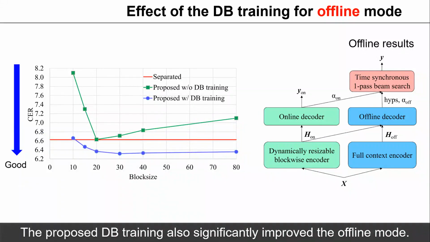And we also validated the effect of the dynamic block training for offline mode. This figure shows the relationship between block size and CER again. The blue line shows the proposed method with DB training, and the green and the red lines show the separate model and the proposed method without dynamic block training. As shown in this figure, the proposed method with dynamic block training also significantly improved the offline mode.